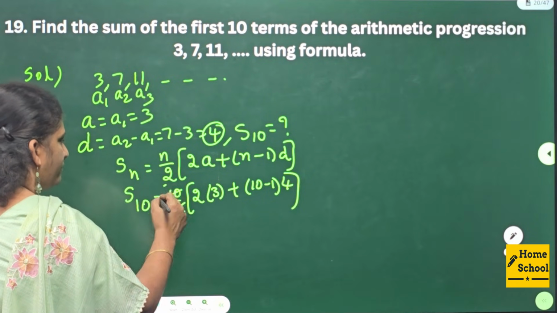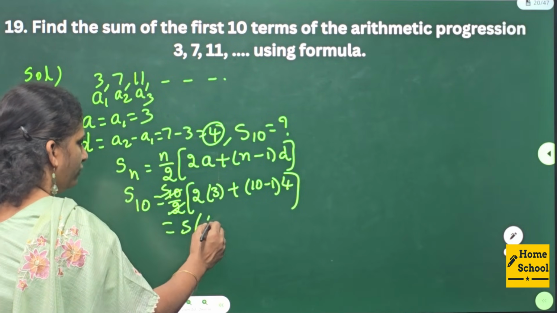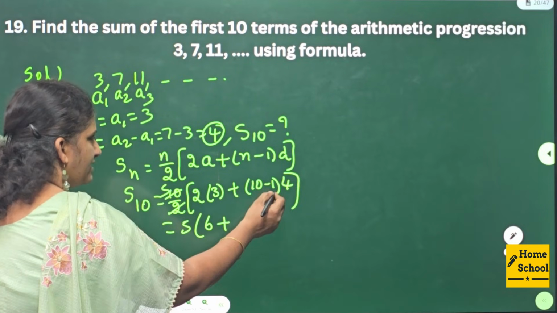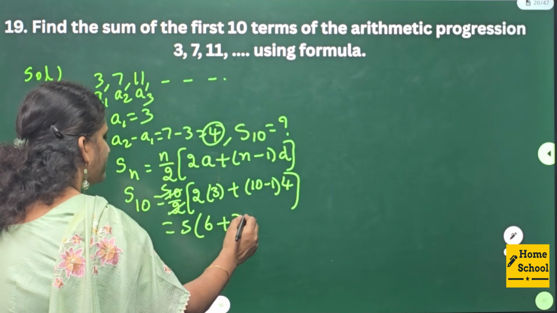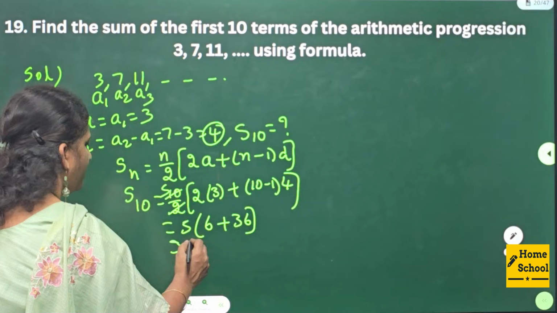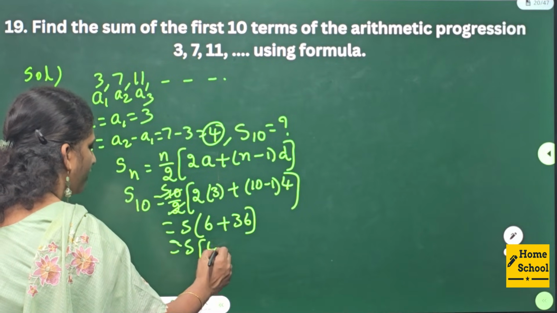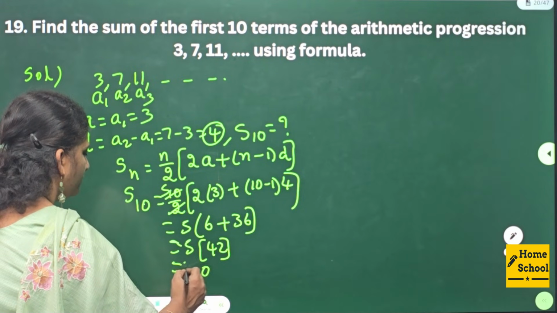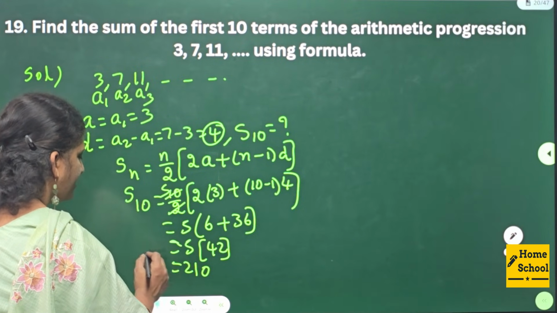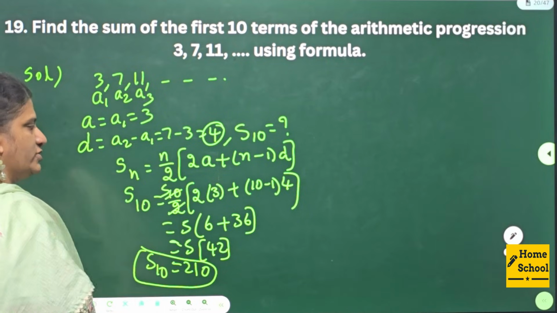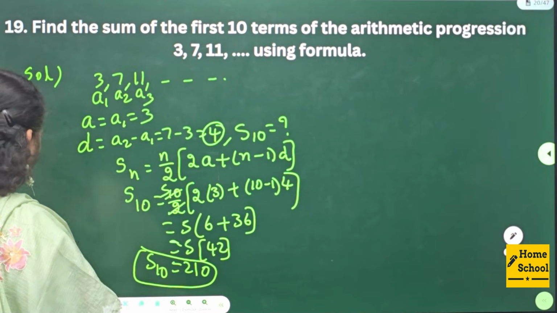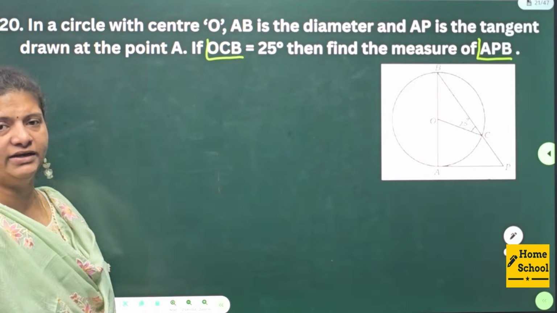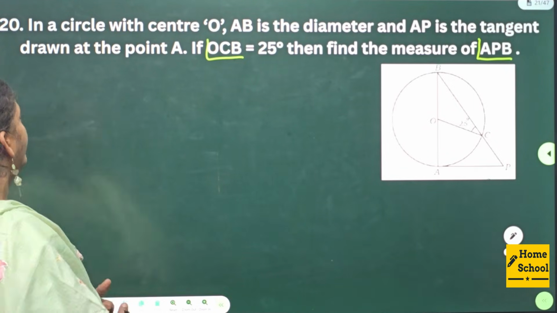10 by 2 is 5. 5 into 3 2s are 6. 10 minus 1 is 9. 9 4s are 36. 36 plus 6 is 42. 42 5s are 210. Therefore, S10 is equal to 210 is your answer. And you need to write the statement: sum of 10 terms is equal to 210.